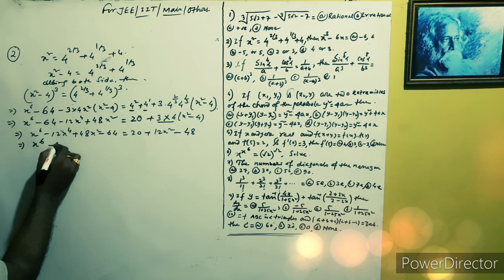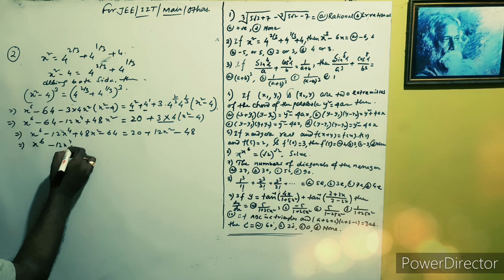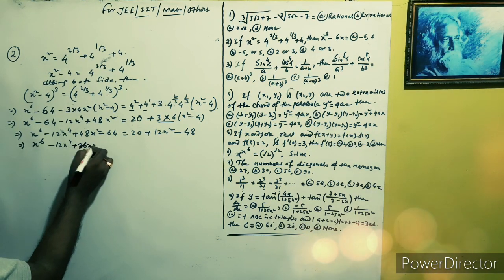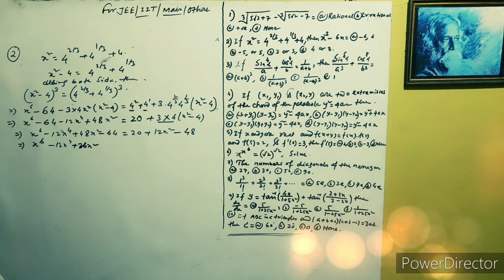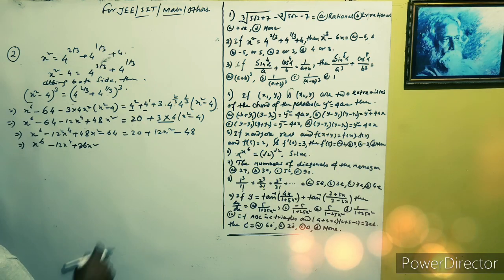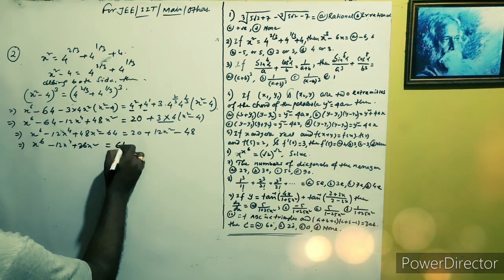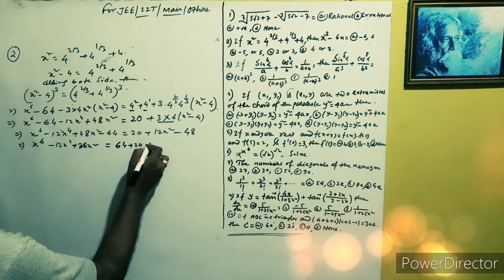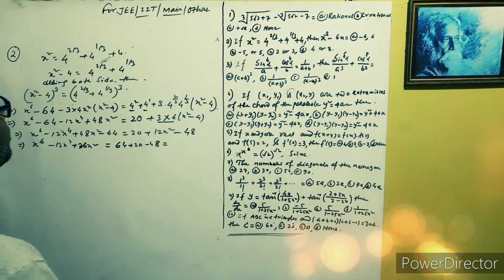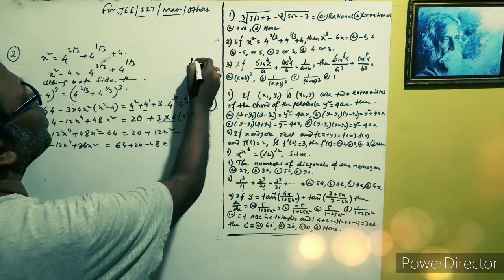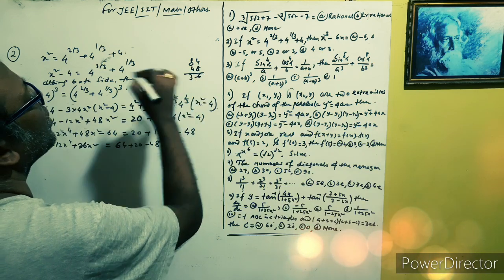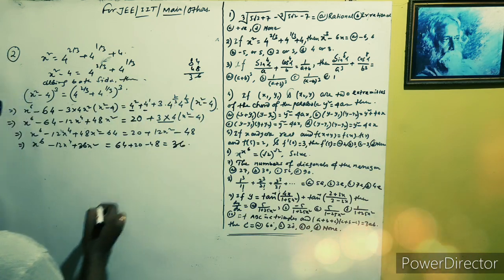Now x to the power 6 minus 12 x to the power 4 and 48, and this is 12, this is plus 36 x square, and now this is 64 plus 20 minus 48. So this is here 84, 84 minus 48, 36. Okay.